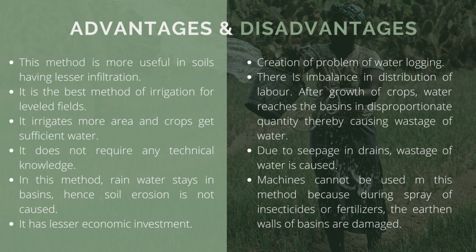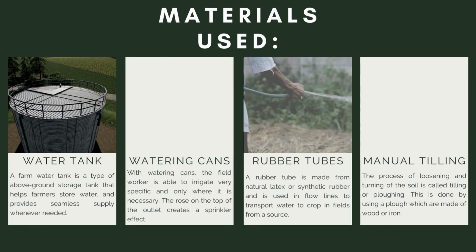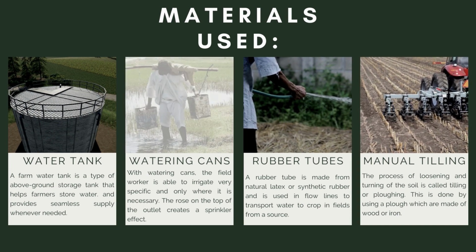Disadvantages of the manual irrigation system. It creates the problem of waterlogging. There is imbalance in distribution of labor. After growth of crops, water reaches the basins in disproportionate quantity, thereby causing wastage of water. Due to seepage and drains, wastage of water is caused. Machines can't be used in this method because during spraying of insecticides or fertilizers, the earthen walls of basins are damaged.